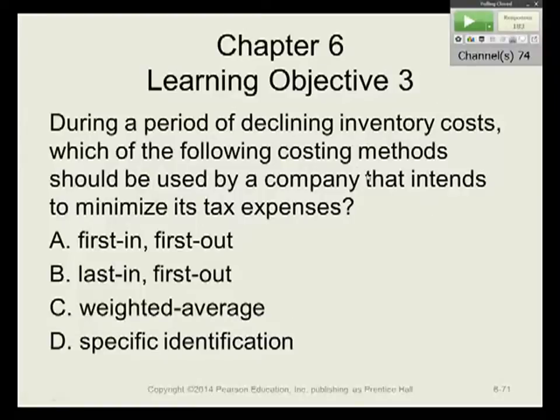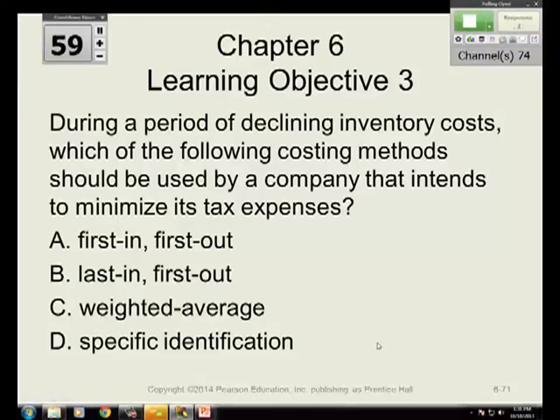All right, so this one, I want to know which method in a declining price environment will give you the highest tax deduction and the lowest income. I'd read that, declining prices.